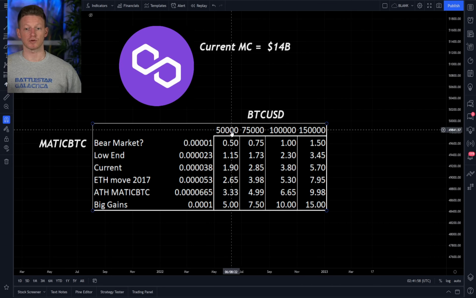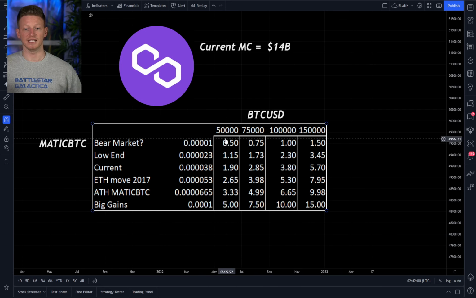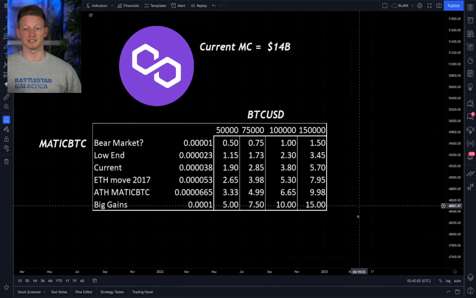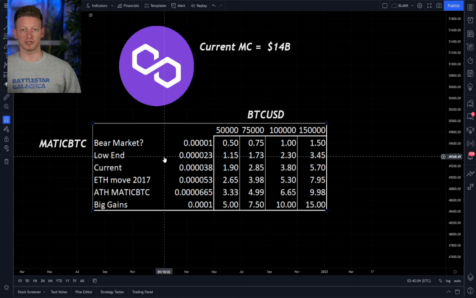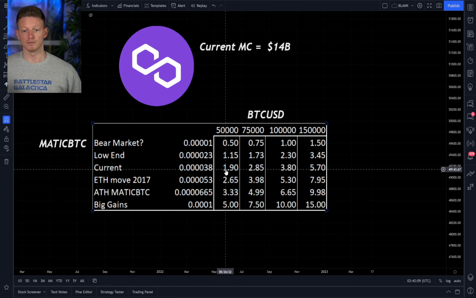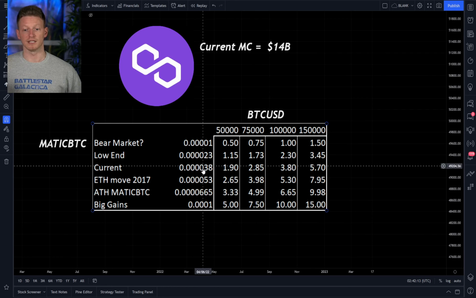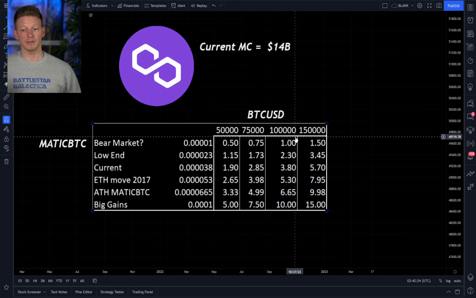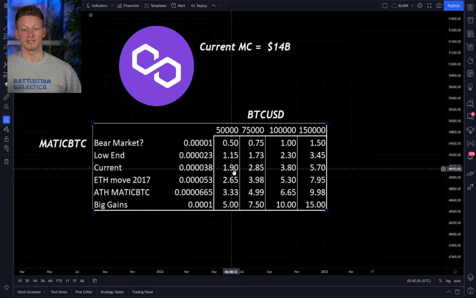So you basically just cross multiply this by this in order to get these prices. And these are non-arbitrary numbers that we're picking. So at the current level, this puts us right at around $2. So this is a bit lower than the current level. Now, what if Bitcoin goes up to $100,000? Well, at the current level, that gives us a $3.80 MATIC.